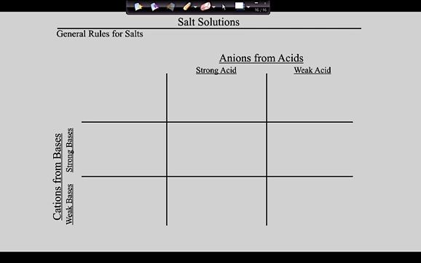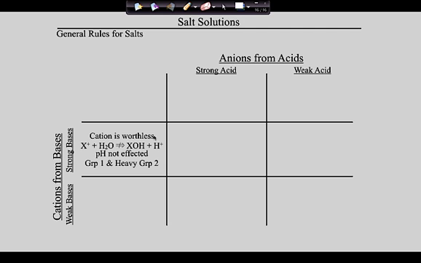Guys, and again, I gave this to you, but this is then the summary of everything that we've said. So when we talk about salts, we understand a salt is just a positive and a negative ion bonded together. So we've got cations on the left, we've got anions across the top. We understand that cations, the metals, can be thought of as coming from bases. We understand that the anions, the nonmetals, can be thought of as coming from acids. And then to figure out what these ions do to water, you've got to figure out if their parents are strong or weak.